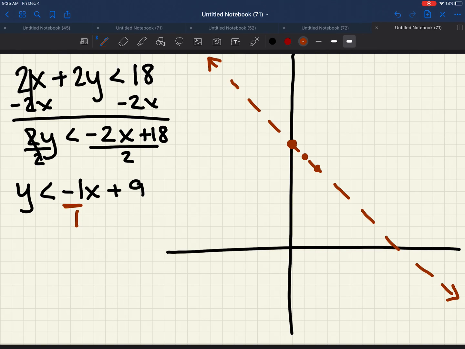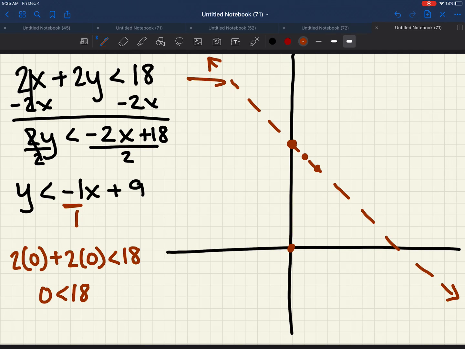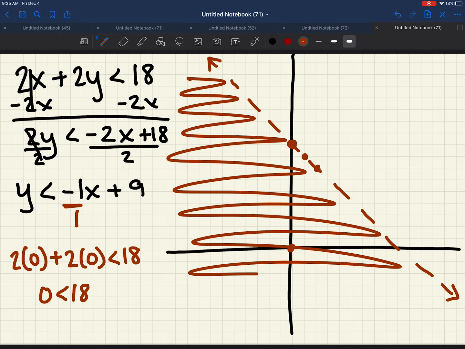Okay? And then what's going to be my last step, Nick? Plug in 0, 0 first. Good, yeah, I can use 0, 0. Now, I would always plug it back into the original. Okay? So I'm going to do 2 times 0 plus 2 times 0 less than 18. What do I know this whole side's going to give me? 0. Is 0 less than 18? Yes. So I shade where the point is at.